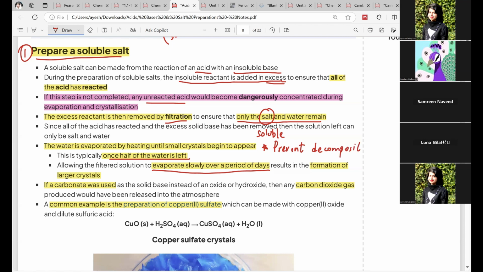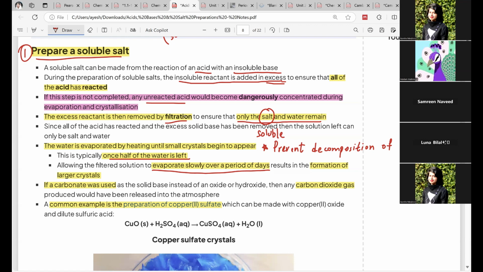Decomposition of salt. Decomposition means the salt formula can break, salt can burn, salt can change the color, salt can change the composition if you keep heating. So we have to stop heating after half of the water is evaporated to prevent the decomposition of salt. This is the reason number one.